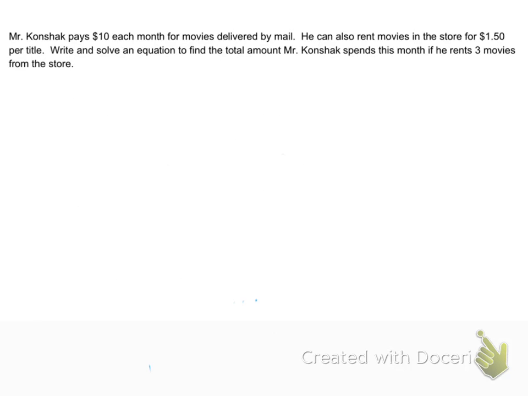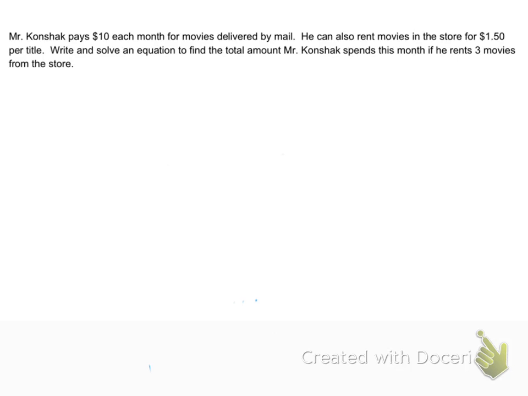Last problem is Mr. Konchak pays $10 each month for movies delivered by mail. He can also rent movies in the store for $1.50 per title. Write and solve an equation to find the total amount Mr. Konchak spends this month if he rents 3 movies from the store. So you basically just changed the name of the book. I did. That's dumb. What we can do, there's some assumptions, guys, that need to be made. What's the assumption?